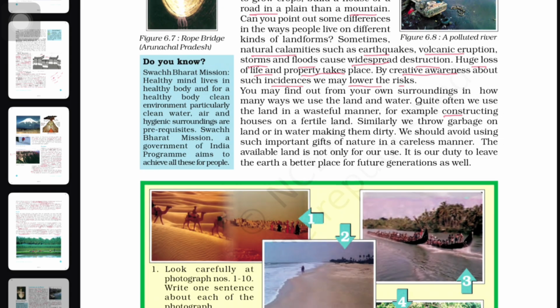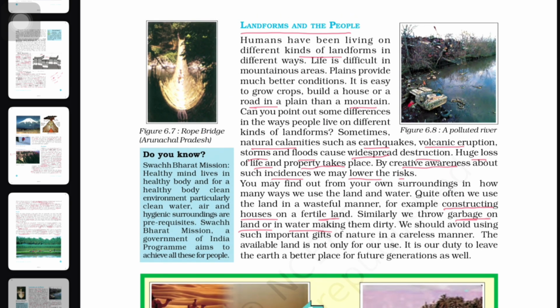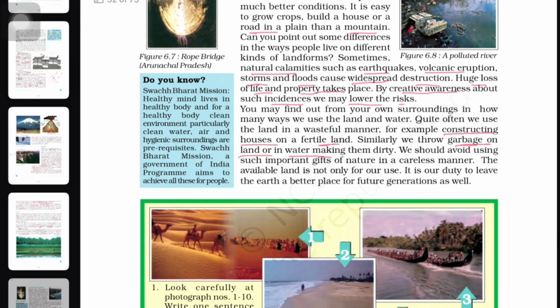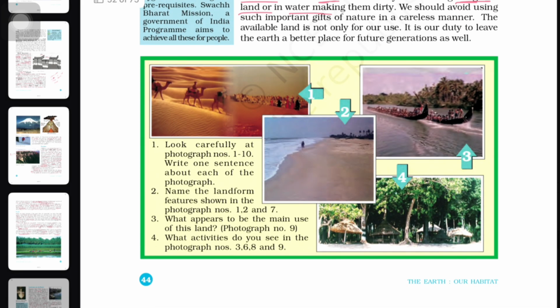So the next para has examples like constructing houses on fertile land. Similarly, we throw garbage on the land or in water. So basically, here the landforms are being related to how people are using the landforms. Some natural calamities like earthquakes and volcanic eruptions took place, which led to huge destruction of people and property, and these are natural calamities. Instead of this, human activities like constructing houses on fertile land and throwing garbage in the river are polluting our natural resources like our rivers and other natural things.